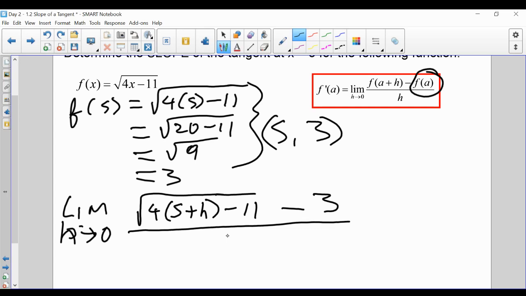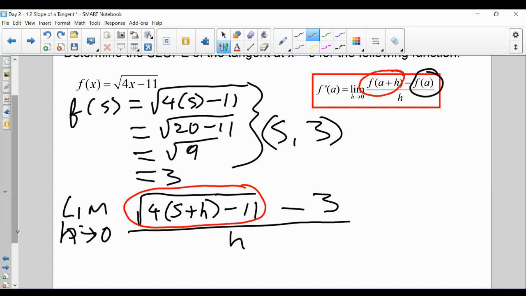All of that over the h. Okay? All right. So remember, let me just circle it here. This part in red right here is the same thing as this part right here, f of a plus h. Just putting in the a, which in this case is 5, thank you, Adam, plus h, and multiplying that by 4. Where I saw the x, I put the a plus h, minus 11, the square root of that, minus 3, 3 being the y value, all over h.